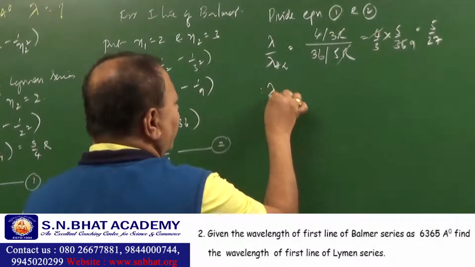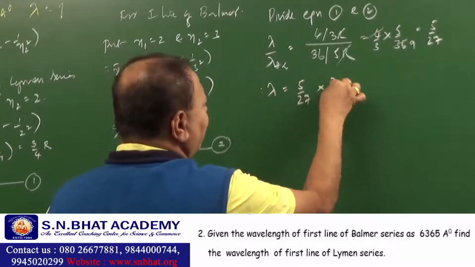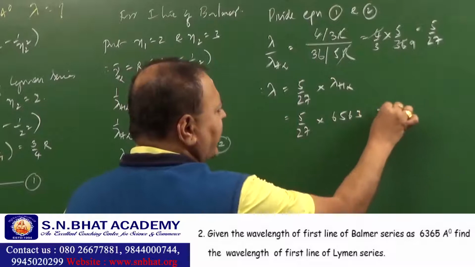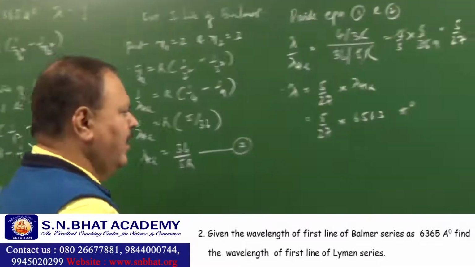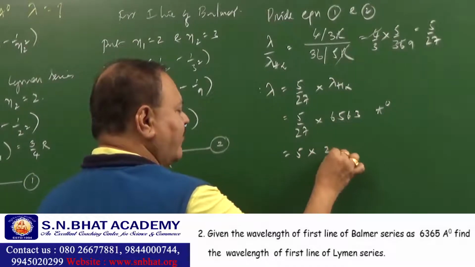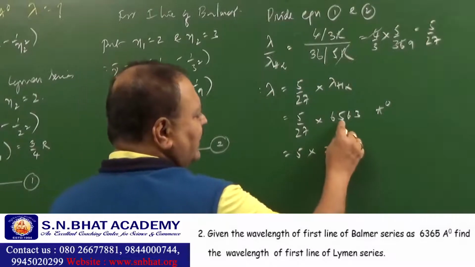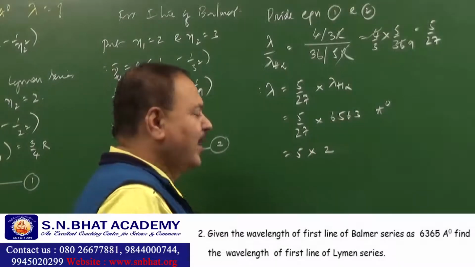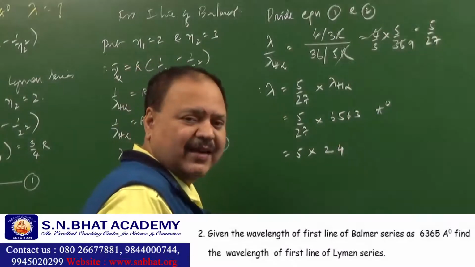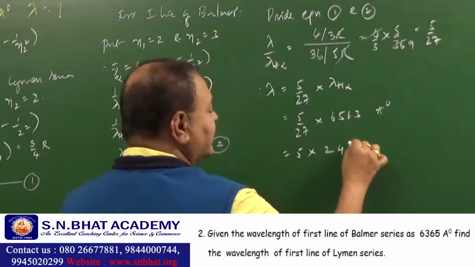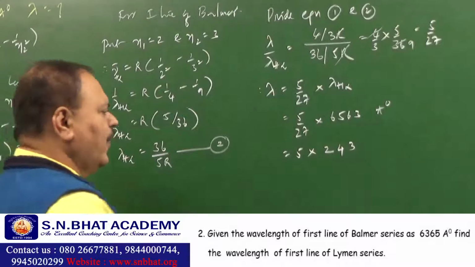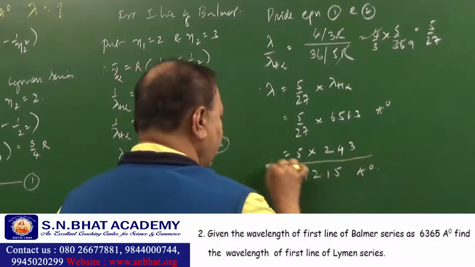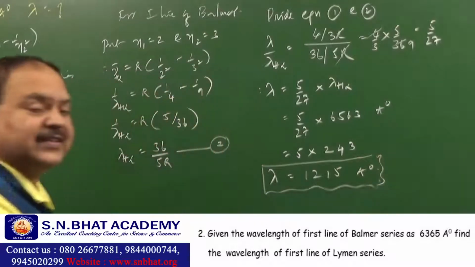What do you need now? You need lambda. So now 5 by 27 into lambda H alpha, and therefore 5 by 27 lambda H alpha is 6563 angstroms. This is also a wavelength that comes in angstroms. So therefore 5 into 27, divide: 27 2s is 54, understood? Then 16 is left. So it is 54 and you are left with 116. 27 4s is 108, you know? Then 8 is left, 83, and 27 3s is 81. Therefore if you multiply, this comes out to be 1215 angstroms. That is the wavelength of the first line of the Lyman series.